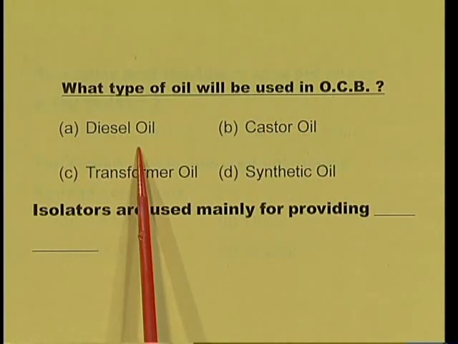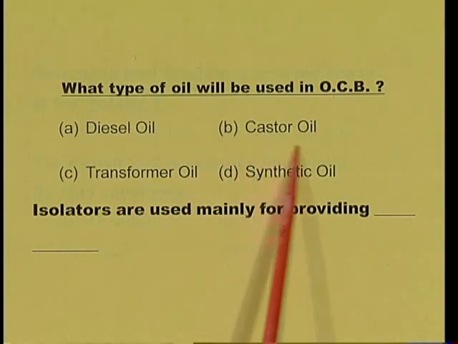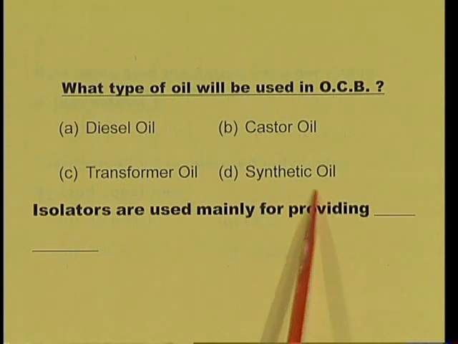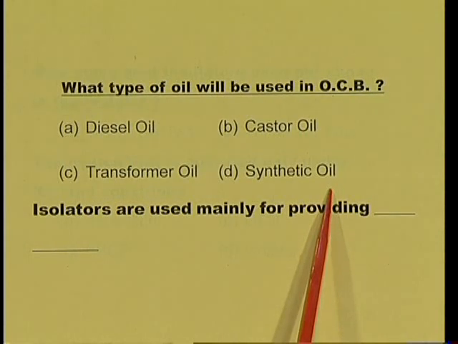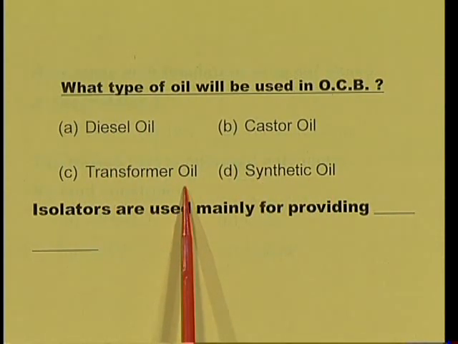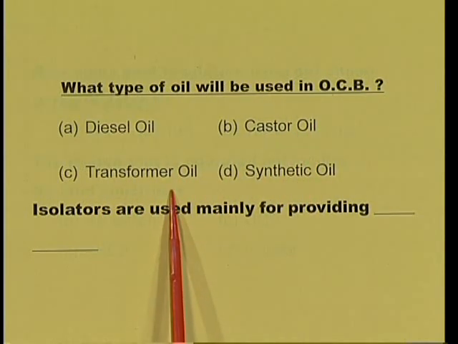A, diesel oil. No, diesel oil cannot be used because it is a flammable oil. B, castor oil. It is also a flammable oil. C, yes, this is an insulating oil. Synthetic oil. No, synthetic oil is also a flammable oil. So, during arcing, we have to use a non-flammable oil and it should also have dielectric strength. Out of these four, transformer oil has a high dielectric strength and is non-flammable. Therefore, in oil circuit breakers, transformer oil will be used.